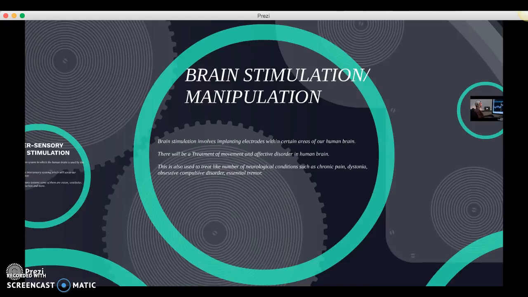So the brain stimulation manipulation. Brain stimulation involves implanting electrodes within certain areas of our human brain. There will be a treatment of movement and affective disorder in the human brain. This is also used to treat a number of neurological conditions such as chronic pain, obsessive compulsive disorder or essential tremor.